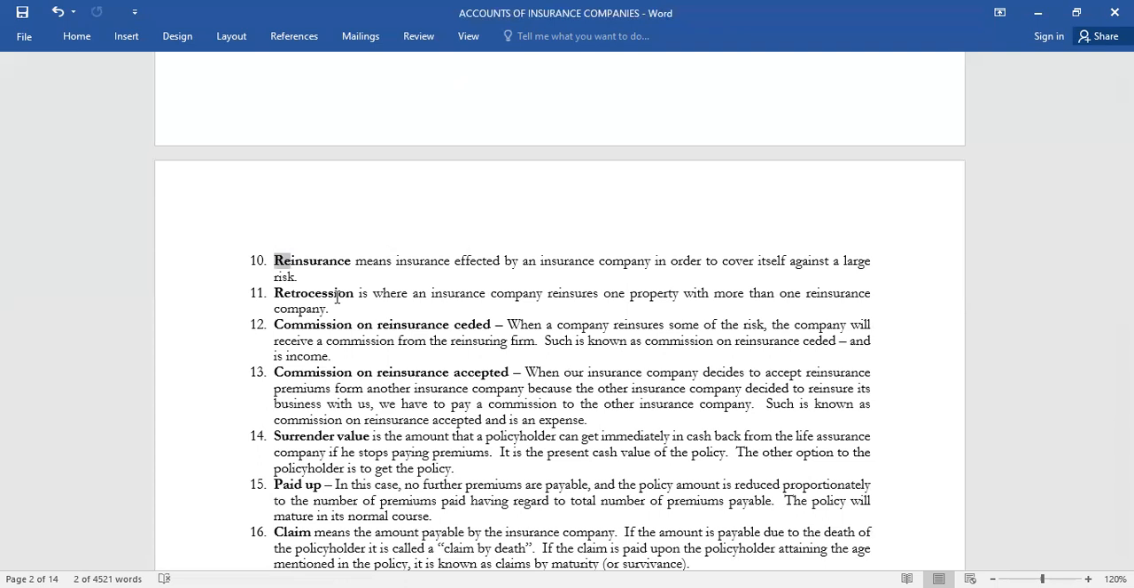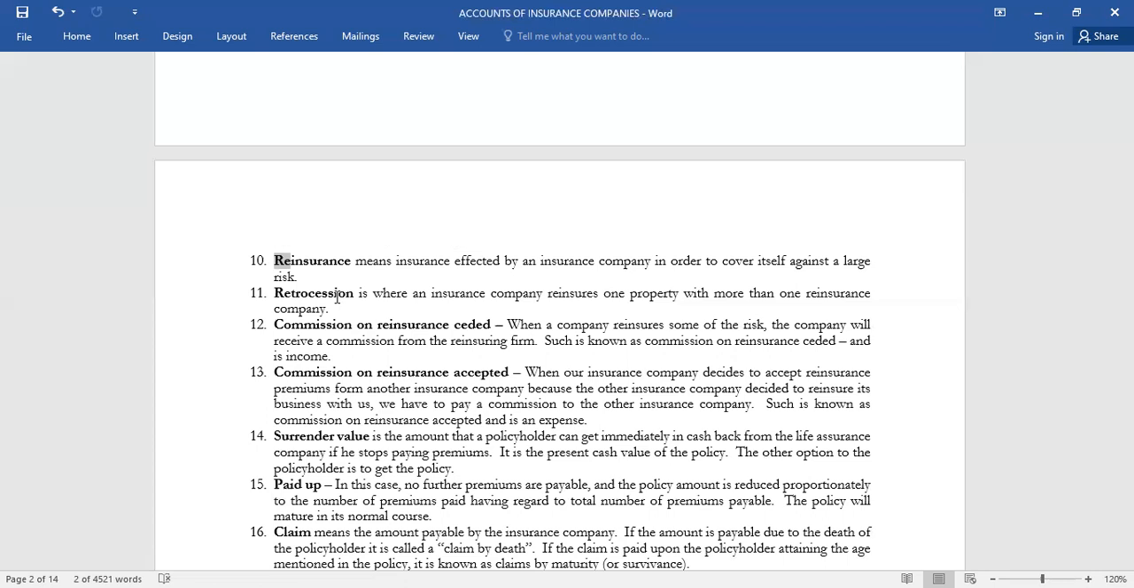Then you have commission on reinsurance ceded. So when a company reinsures some of the risk, the company receives a commission from the insuring firm. So this is what we are calling the commission on reinsurance ceded. So to the business, it is an income because you have received a commission because of reinsuring.